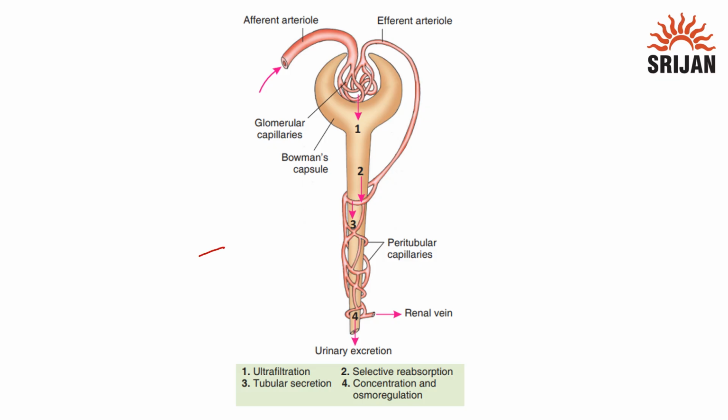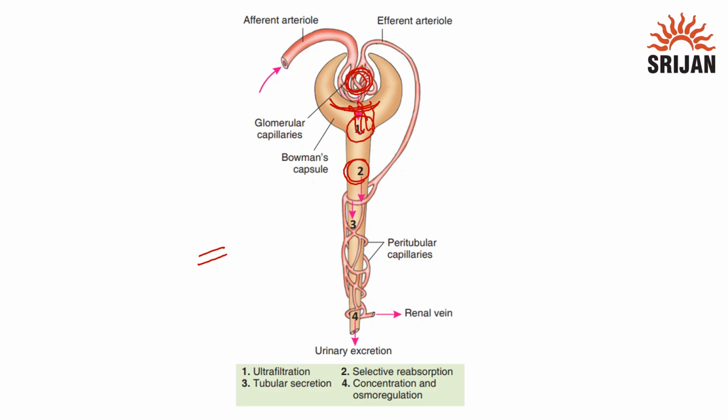Here we can observe all the processes, that is ultrafiltration, selective reabsorption, tubular secretion, concentration, and osmoregulation. The first process is ultrafiltration. So this is Bowman's capsule and this is the glomerulus, and here the nephric filtrate would be formed. Nephric filtrate also contains some useful substances which would be reabsorbed by the second process of selective reabsorption.